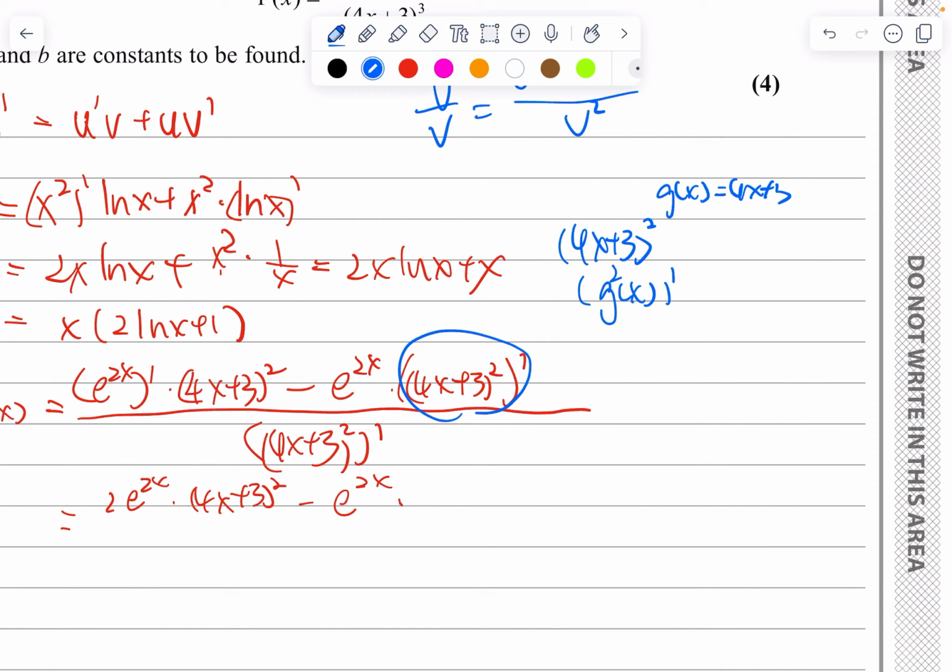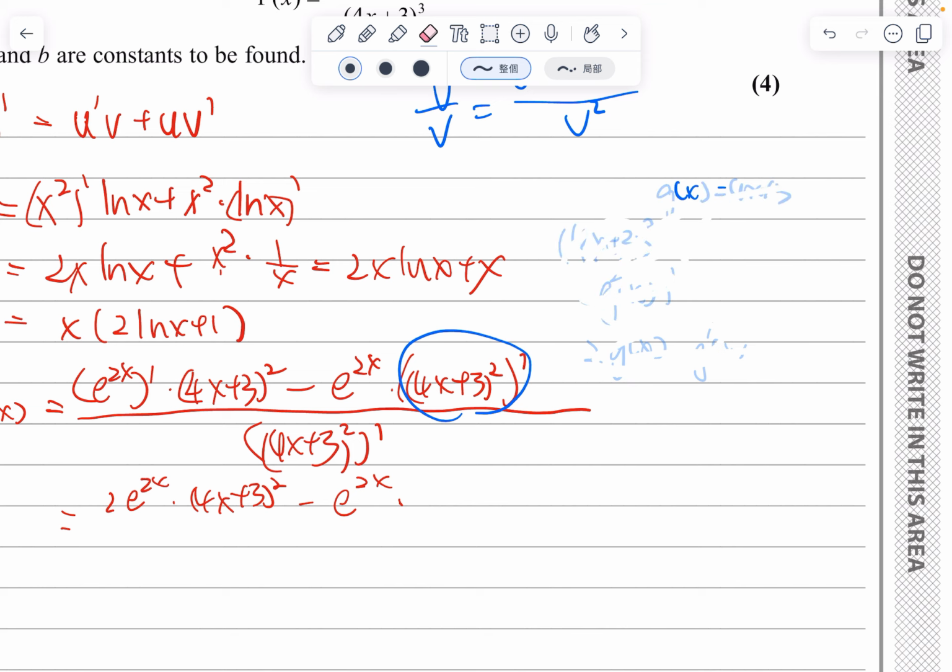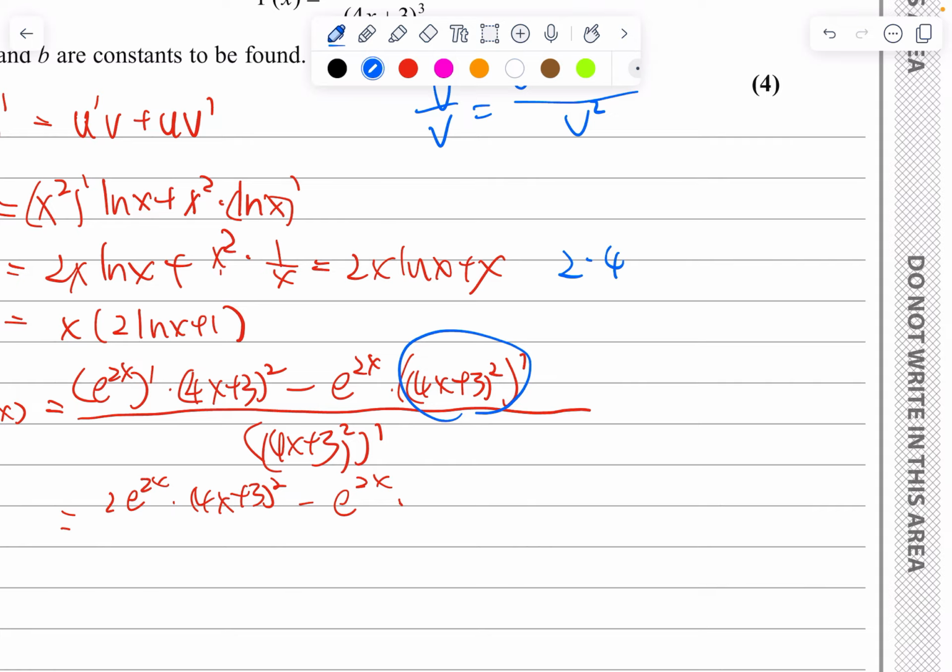So this would be 2g(x) times g(x)'s derivative. This looks hard, right? But what we do here is we take the derivative of this thing first, the 2 power. So we will have 2 times 4x plus 3. And then we take the derivative of this inner thing again, and then we multiply it.